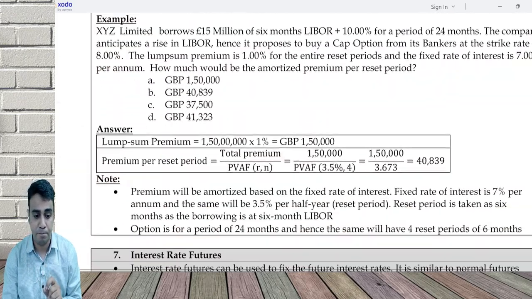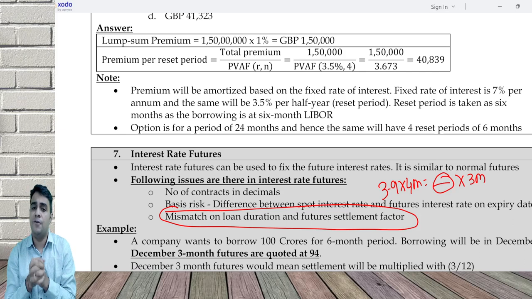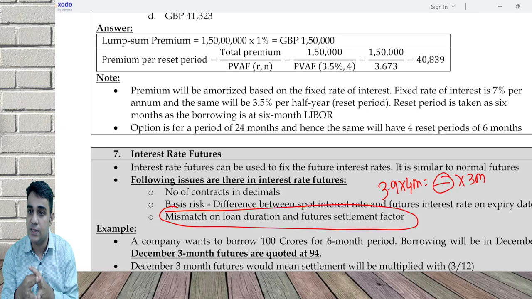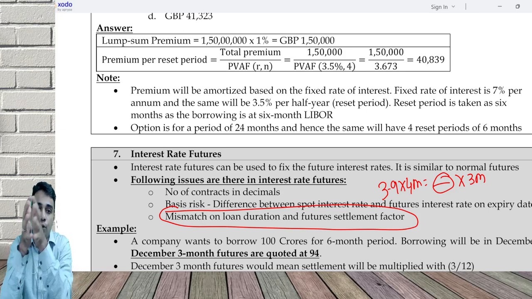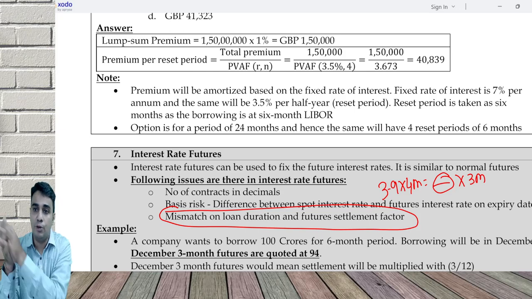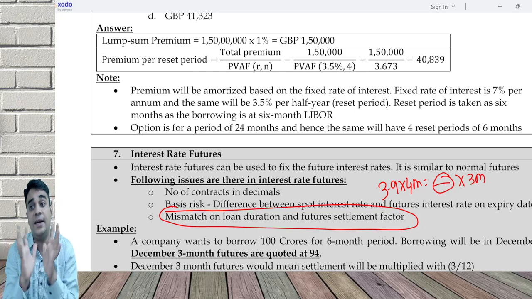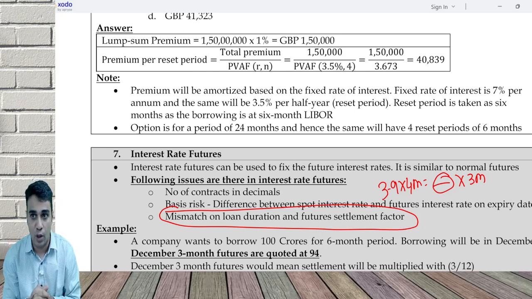Then comes the interest rate future. How do they mention it? If they mention 95, the interest rate is 100 minus 95. If they mention 92, 100 minus 92. Now, this interest rate future has 3 challenges. One is my amount may not match. So how do I make it match? I do 100 crore into 3 months is equal to question mark into 2 months. I'll get that amount. If I get it in decimals, I have a problem for which there is no cure. And third is basis risk.